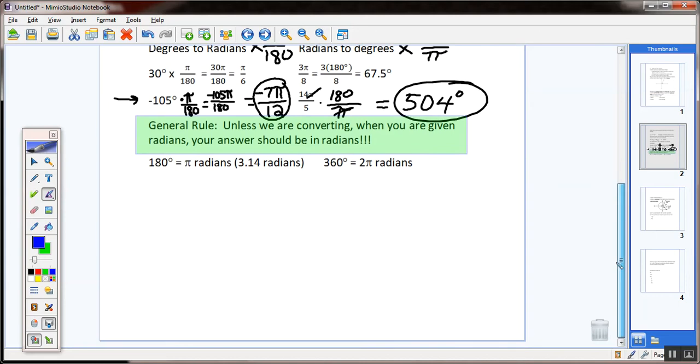Things to remember. Oh my gosh, that was a crazy question, because I put it right here, didn't I? 180 degrees is what? Pi radians. Pi radians, things to remember. And 360 degrees is equal to what? 2 pi radians. Keep that in mind. You might want to star this right here and make sure you know that this stuff's important, okay? Important stuff.